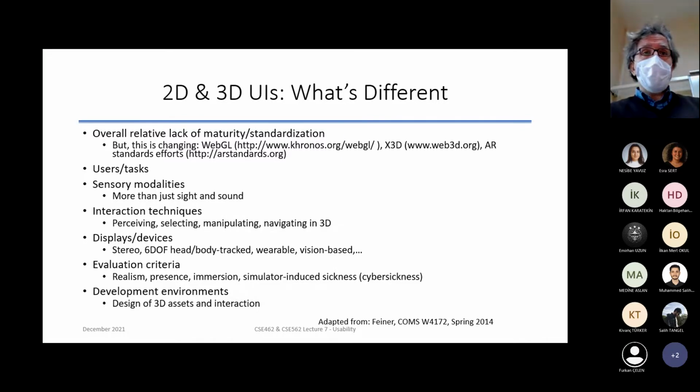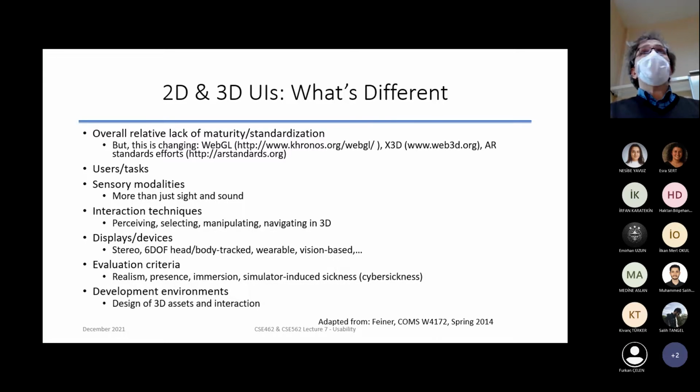All right. So in the interaction techniques, we'll talk about perception, of course. Selection is important, manipulation, and navigation in 3D. These are important things that we have to look at. The devices, display devices and interaction devices, will have stereo, sound, six degrees of freedom, head and body tracking, wearable things. This is important. If you have a glove, and it can give you some force feedback, maybe touch, these are going to be important as well.